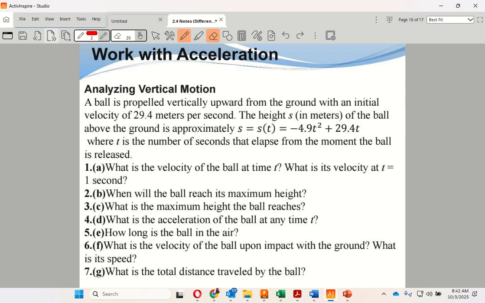Alright, analyzing. A ball is propelled vertically upward from the ground with an initial velocity of 29.4 meters per second. That is my initial velocity. The height, s meters, of the ball above the ground is approximately s of t equals negative 4.9 t squared plus 29.4 t, where t is the number of seconds elapsed from when the ball is released. What is the velocity of the ball at time t? To get the velocity of the ball at time t, I need to take the derivative of the position.